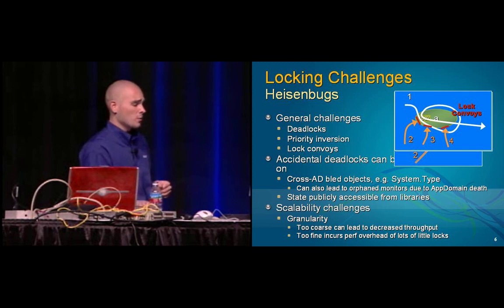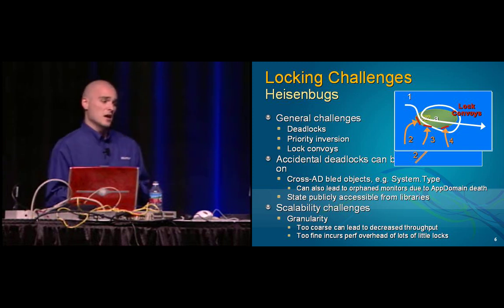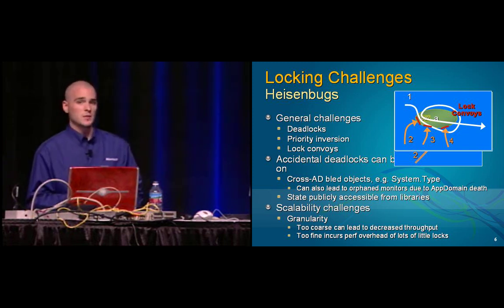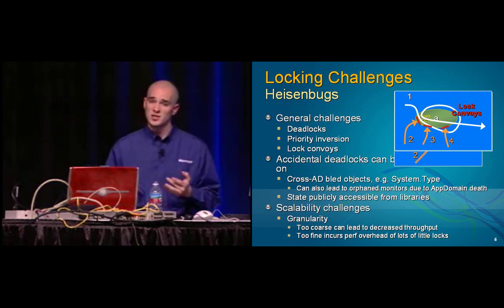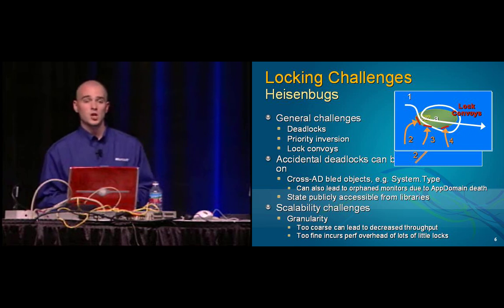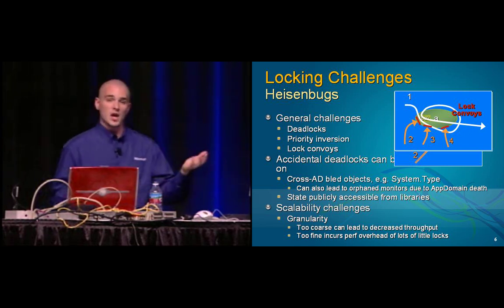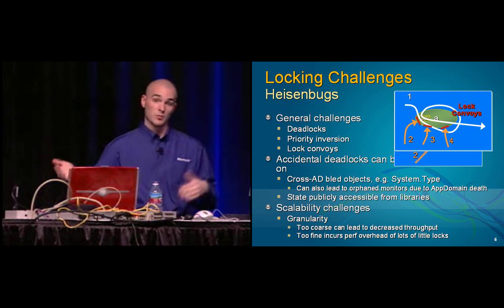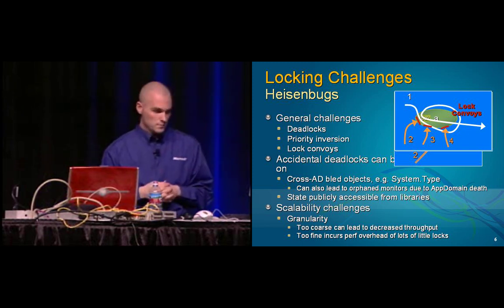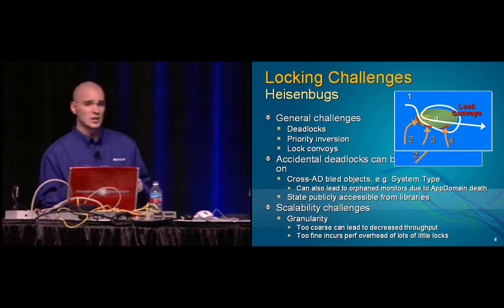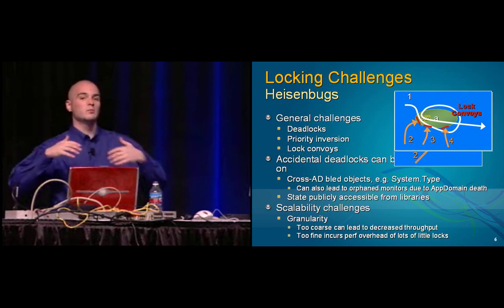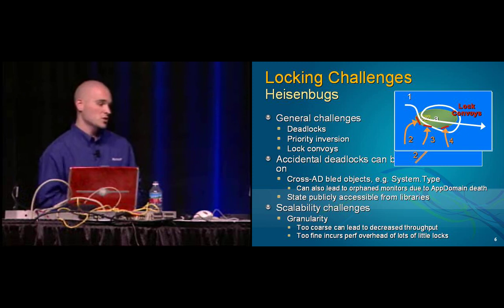Jan mentioned this as well, but it's important to understand that some items are shared across app domains. For example, system type instances are shared across app domains. Strings can be interned across app domains. So if you lock on the string foo in app domain A and do the same thing in app domain B, they're both locking on the same instance, or they can be. This can lead to accidental deadlocks with code running in completely separate app domains, which can be pretty surprising.